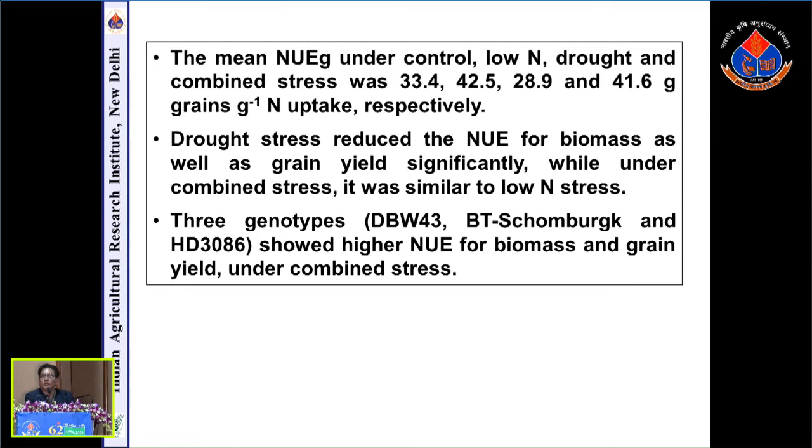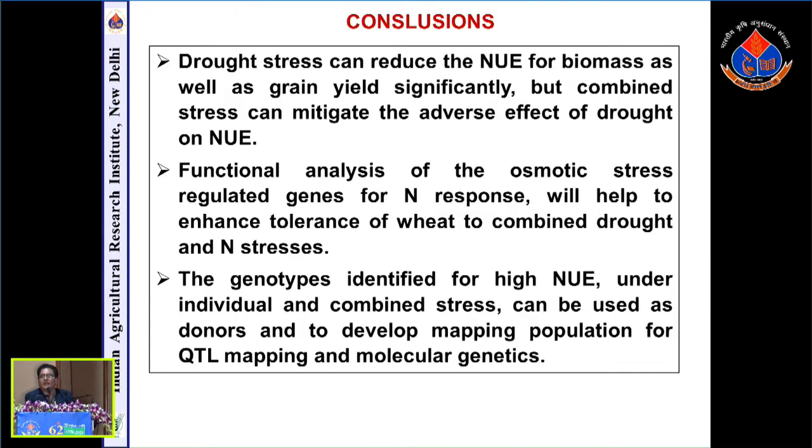And for uptake, drought stress reduced the nitrogen use efficiency for biomass as well as for the grain yield significantly, while under the combined stresses, three genotypes showed higher nitrogen use efficiency. Then these are some of the conclusions: drought stress can reduce the nitrogen use efficiency for biomass as well as grain yield significantly, but combined stress can mitigate the adverse effect of the drought stress.